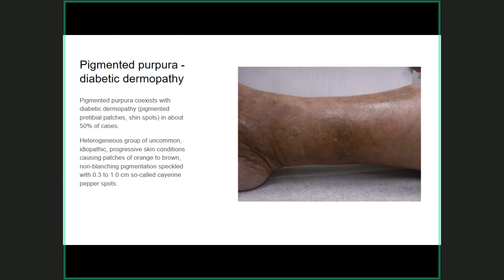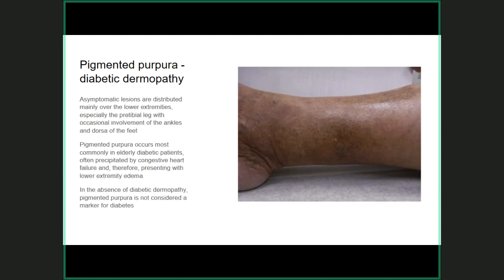Pigmented purpura, which is kind of diabetic dermopathy, coexists with it and occurs in about 50% of cases. It is a group of uncommon idiopathic skin conditions causing patches of brownish-orangish discoloration with some cayenne pepper-like little dots on it. And these are non-blanching. They distribute over the lower extremities, especially the pretibial leg with some involvement of the ankles and dorsum of the feet, and precipitated by congestive heart failure.